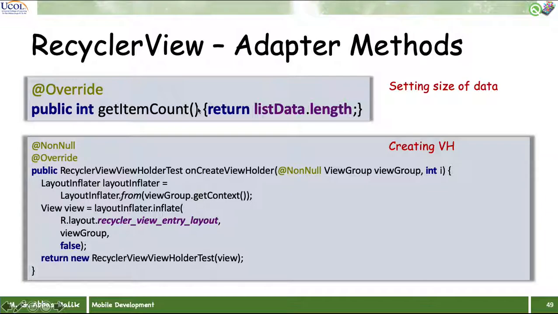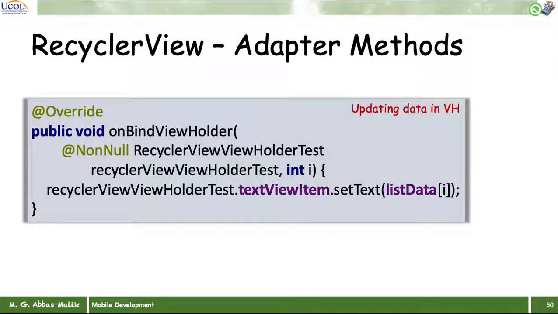So this is the first method. This is the second method that we need to override. In the first method we are trying to find out how much data is there inside our data source that we want to display in our recycler view. In the second overridden method we are going to create one view holder. And the third method that we need to override is onBindViewHolder. It means that we have created the view holder but we have not put the data inside that specific view holder.